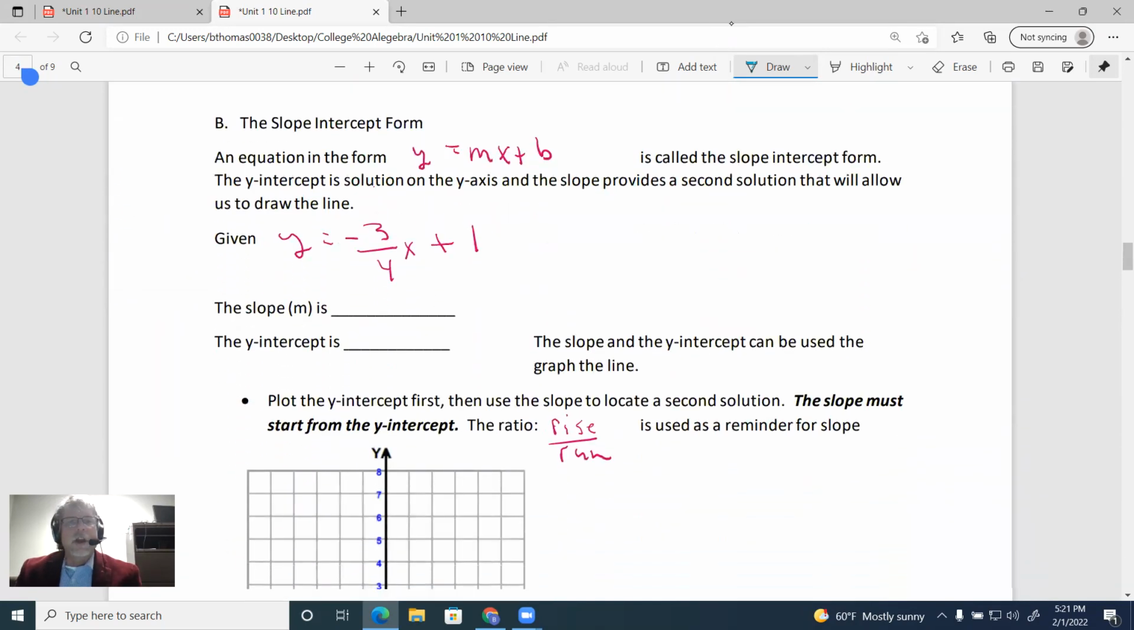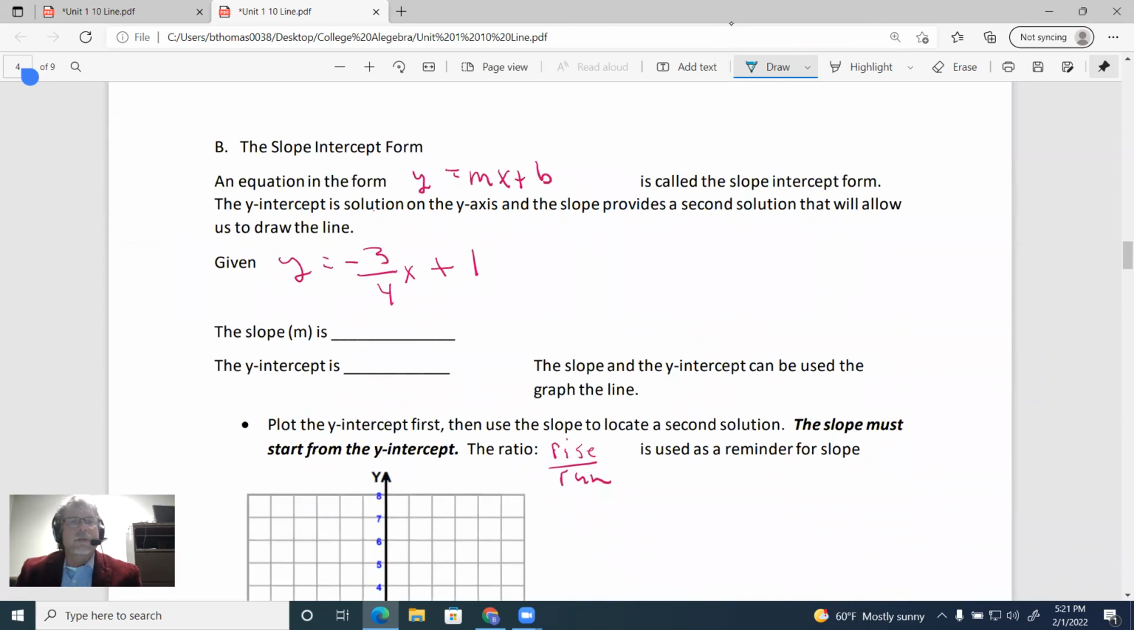So we call this the Slope-Intercept form of a line. Notice how this m is going to represent the slope, and this b is going to represent the y-intercept. So remember, the y-intercept is a solution on the y-axis, and the slope is going to provide us a second solution that will allow us to draw the line. So notice we really only need 2 solutions to sketch a line.